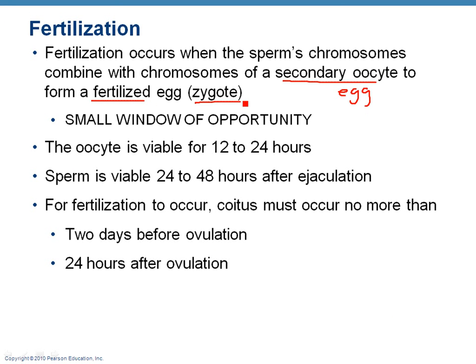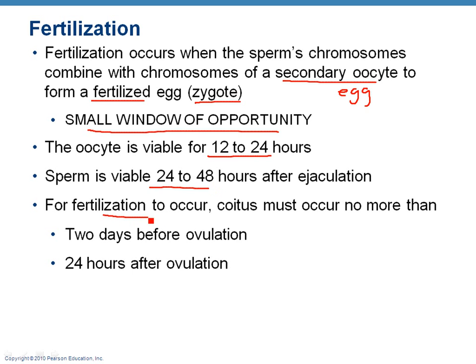Okay? There's a very small window of opportunity for this to actually occur. Oocytes are only viable, alive or able to be fertilized, for about 12 to 24 hours once they're released from the ovary. So about 12 to 24 hours is your window for the oocyte. Sperm are viable, or alive, for 24 to 48 hours after ejaculation. So you've got a small window for that sperm and egg to come together.